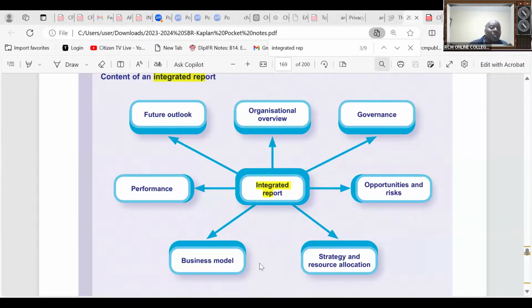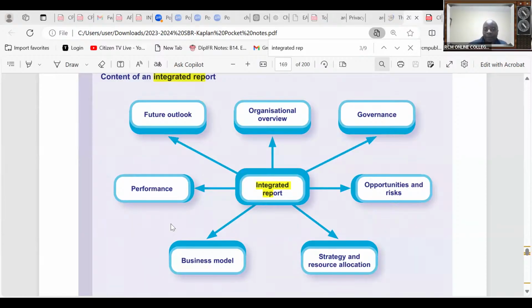Then you must always tell us something to do with the business model. Business model is how are you making your money? We don't want to be a company which makes money out of laundering. So if it's RCM, we make money by training. We train. So I'm able to do a very good business case in my integrated report. How much do you charge per course, etc.